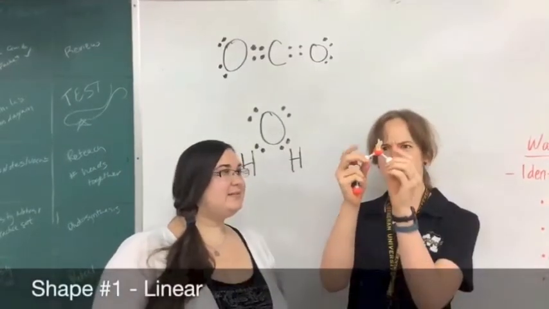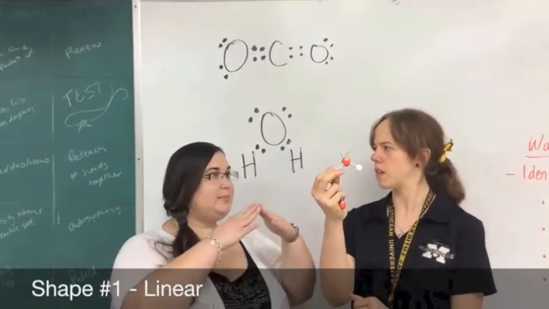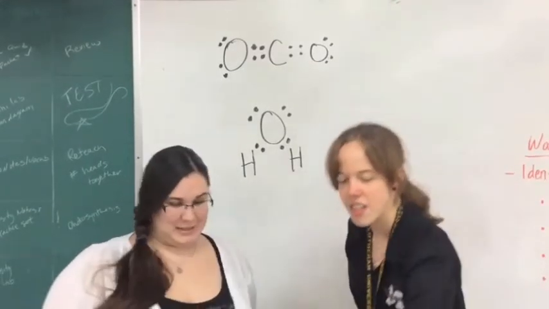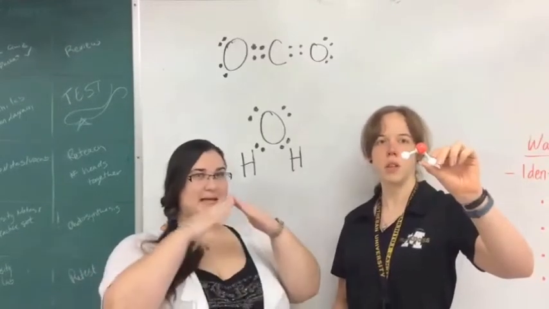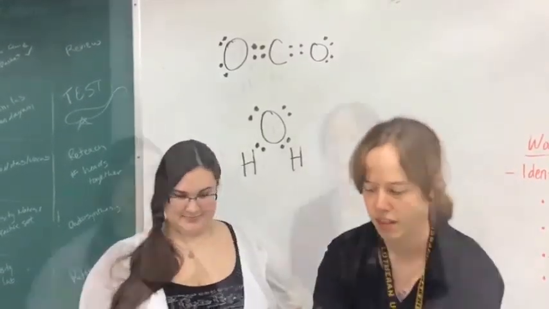Here, we've got our bonds that are pushing apart, but we also have our lone pairs that are pushing apart. And so what does that do for our shape? It bends it. So our shape is bent. This is what water looks like if we don't include the lone pairs. But it's bent because of the lone pairs.